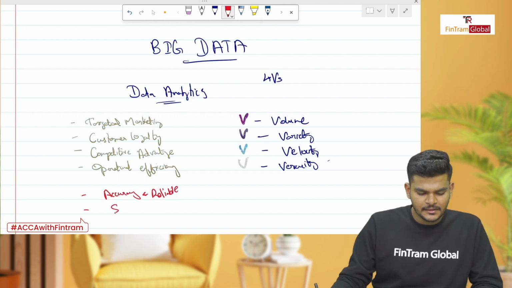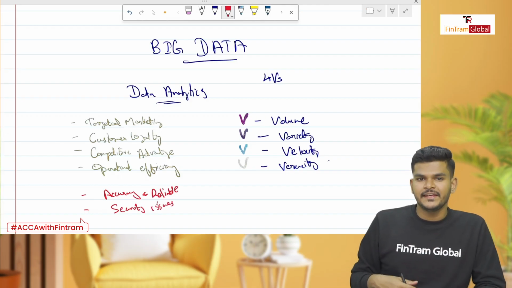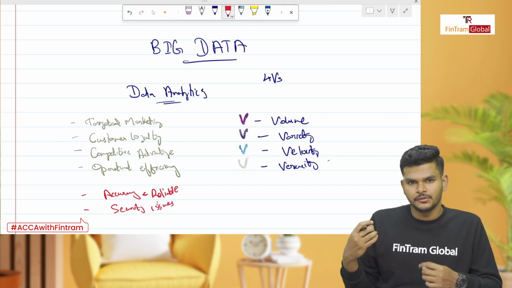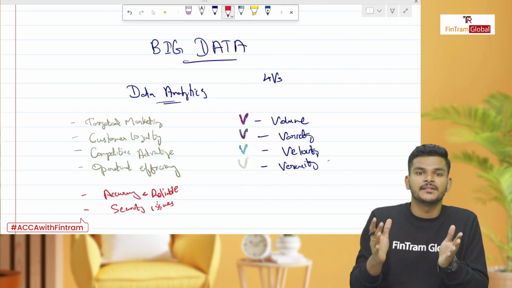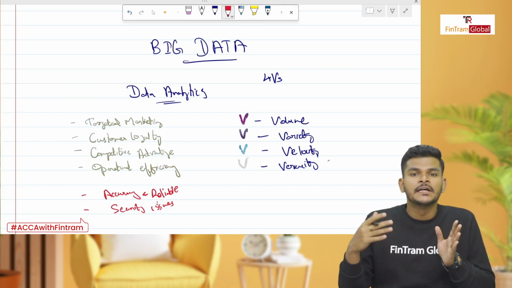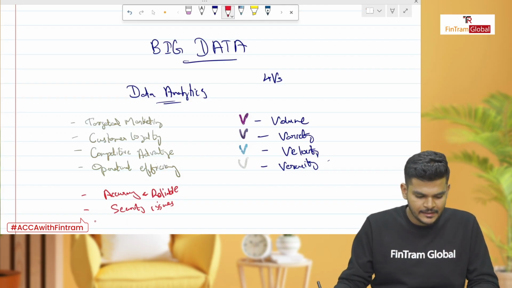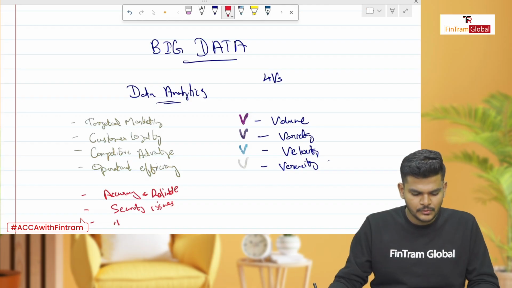And then obviously there would be security issues, right? If, let's say, data is getting hacked or something like that, then personal information of customers and everything will also get hacked as well, right? So there are security concerns like that. And then of course, it requires training as well, right?